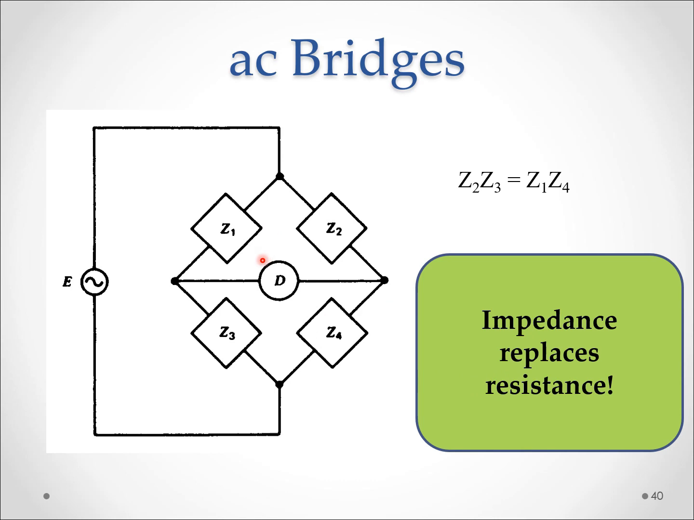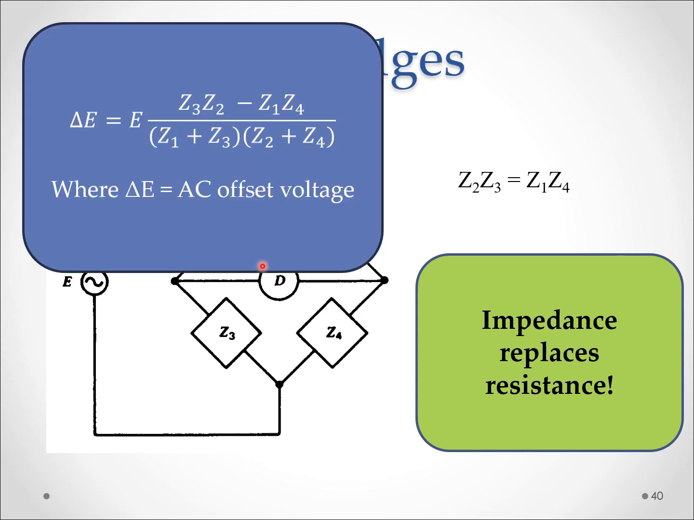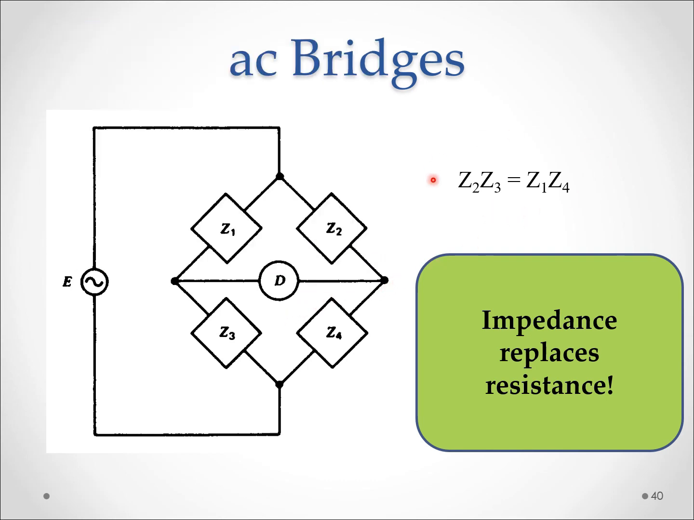The AC bridge offset is represented as E times Z3 times Z2 minus Z1 times Z4, divided by the sum of Z1 and Z3 multiplied with the sum of Z2 and Z4. When a null condition is met, the impedances will satisfy this relationship, where Z2 times Z3 is equal to Z1 times Z4.